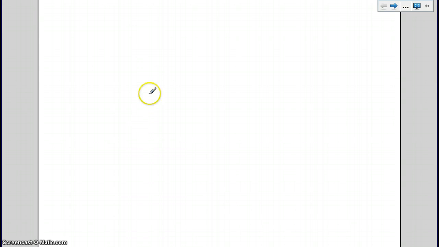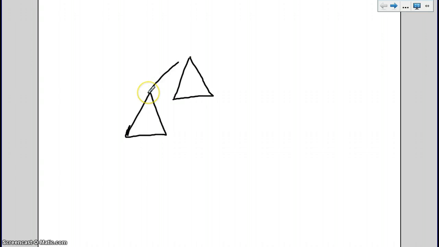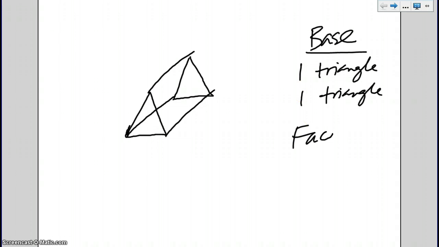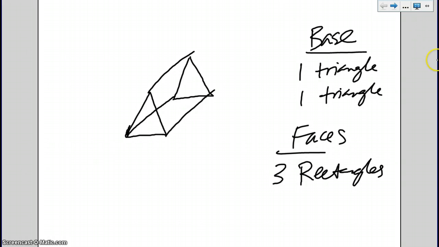A prism is a shape, another shape, with faces in between. Those two shapes are my bases. So if I were to explain what those shapes are, my bases are one triangle and another triangle. My faces is everything in between. Well, all I'm looking at is three rectangles. Okay, make sure that your bases are always parallel to each other. That's what a prism is.